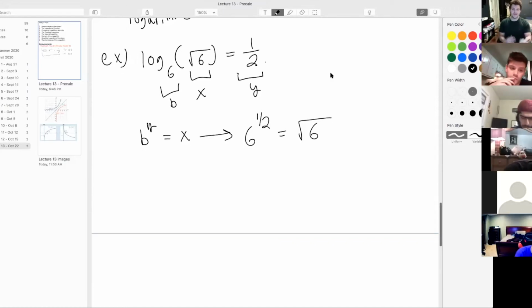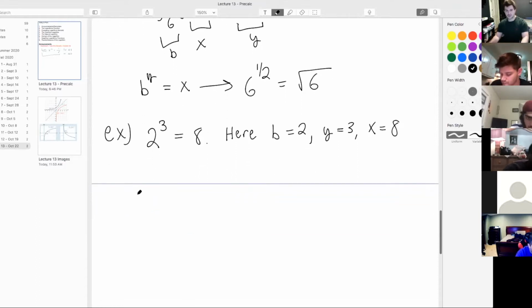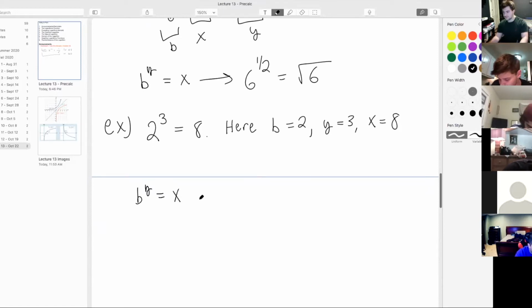Now let's go the other way. Let me give you an exponential, and then I want you to write its corresponding logarithmic. How about this guy? 2 to the 3rd power equals 8. I like to identify our b, y, and x values. I like to think b is the base of the exponent. That's how I remember it in my head. So b is 2, the exponent, the power, is 3, and x is 8. Remember, it's b to the y equals x, and this gets transformed to log base b of x equals y.